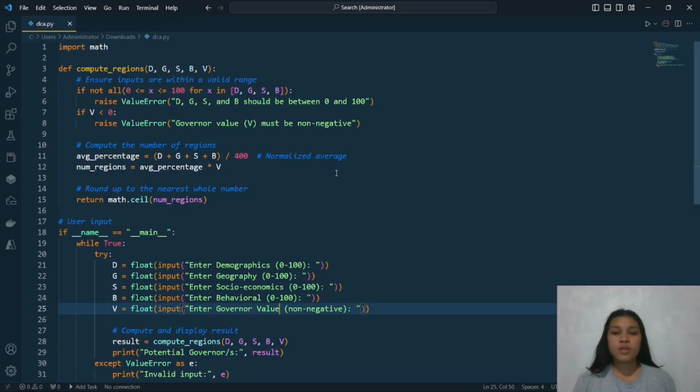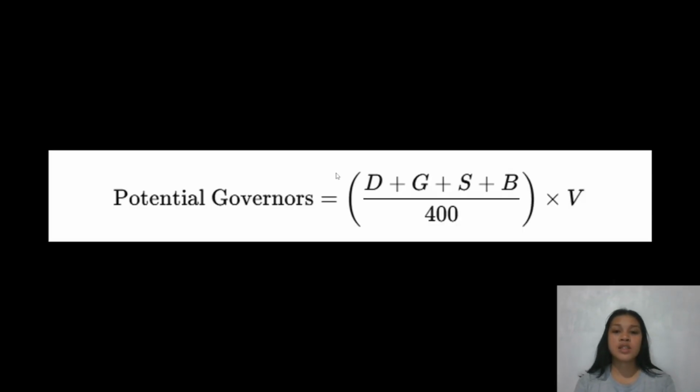So in this test run, we will analyze 5 different scenarios. Using our divide and conquer algorithm for governance, we will compute the number of potential governors based on the different demographic, geographic, socioeconomic, and behavioral factors. So the formula that we're using here is this.